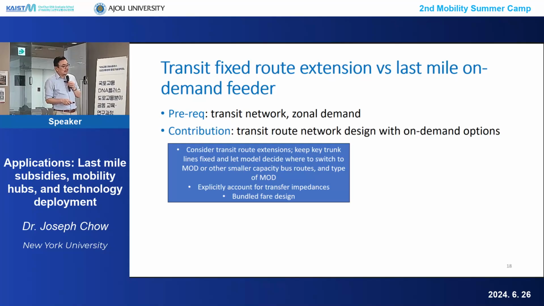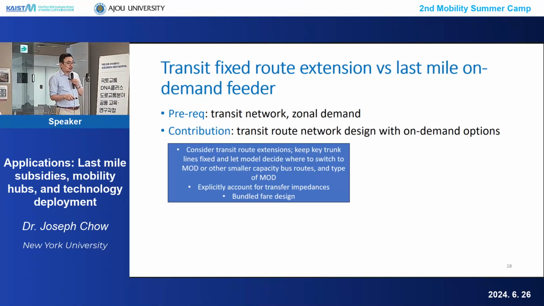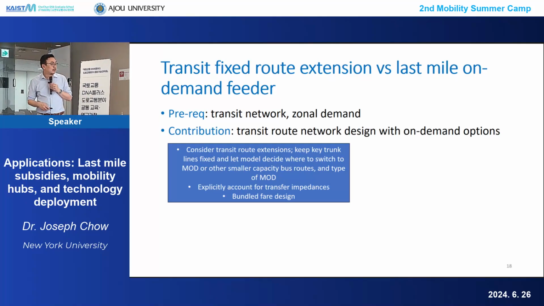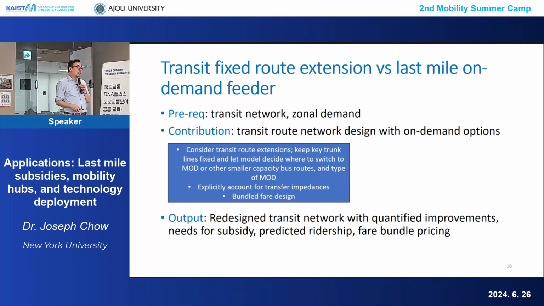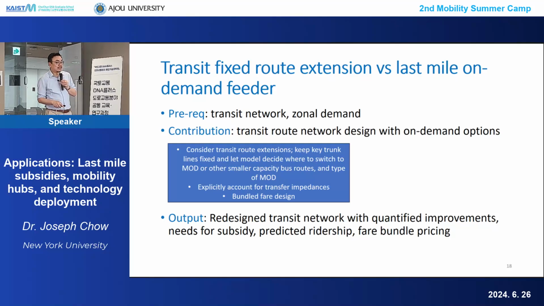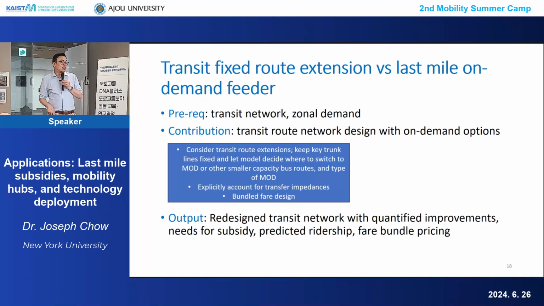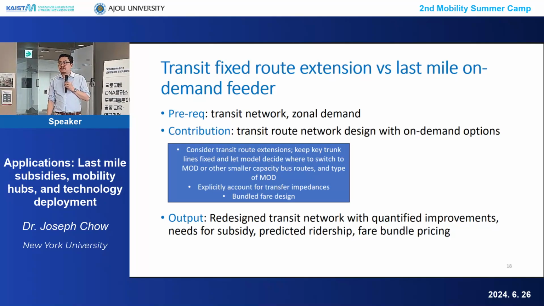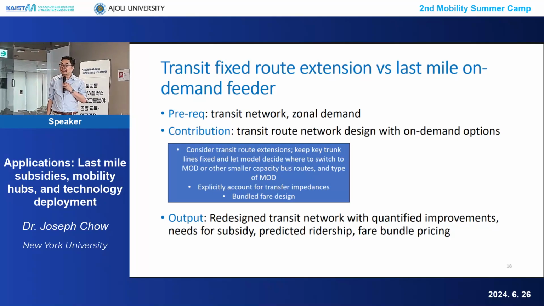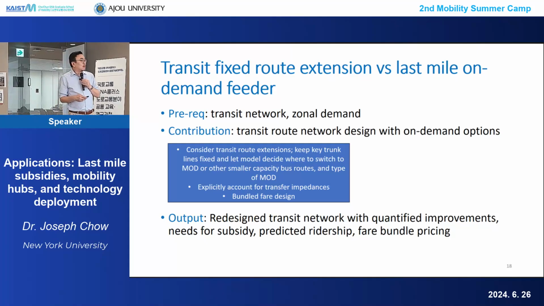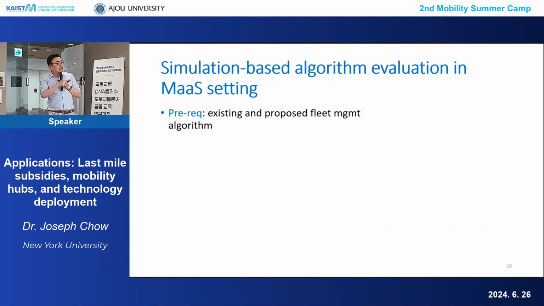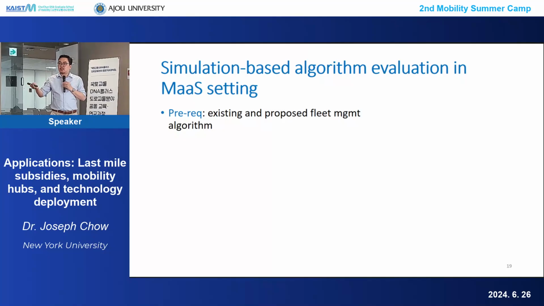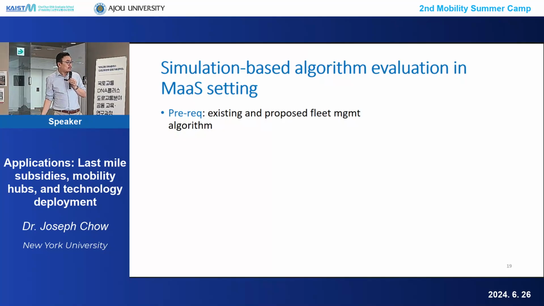The key here, I think, is to make sure we capture the transfer impedances and also look at the fare bundling. And so we would then have an output: a redesigned transit network, quantified improvements, determining what the needs are for subsidy, predicted ridership, fare bundle pricing, things like that.